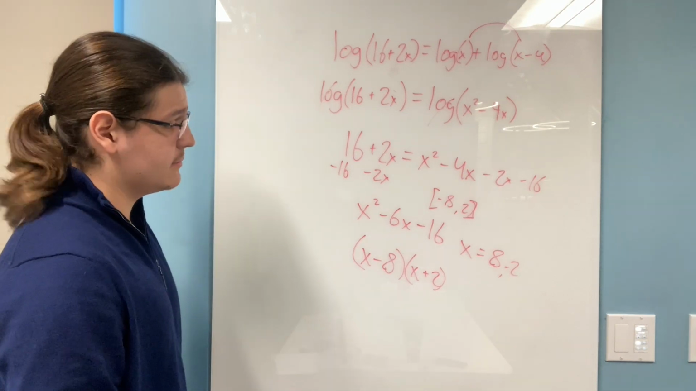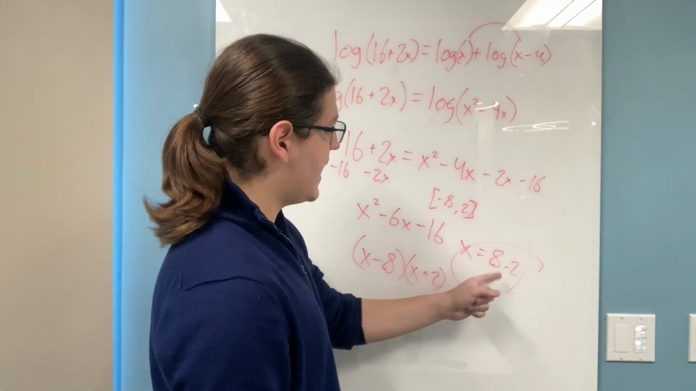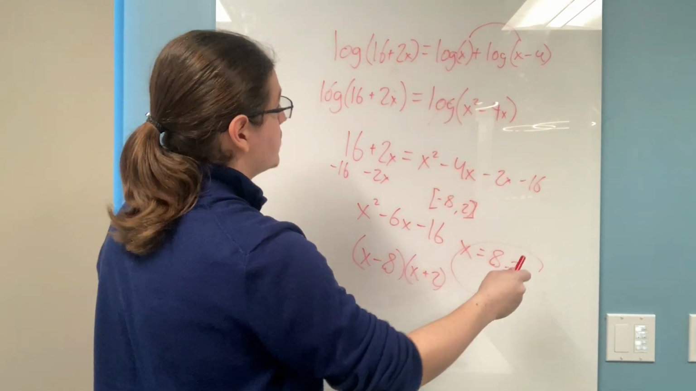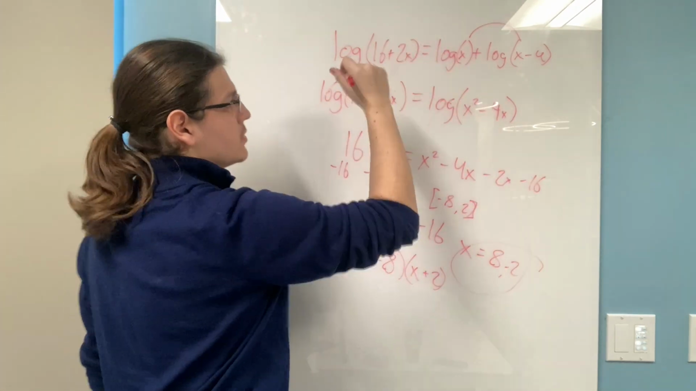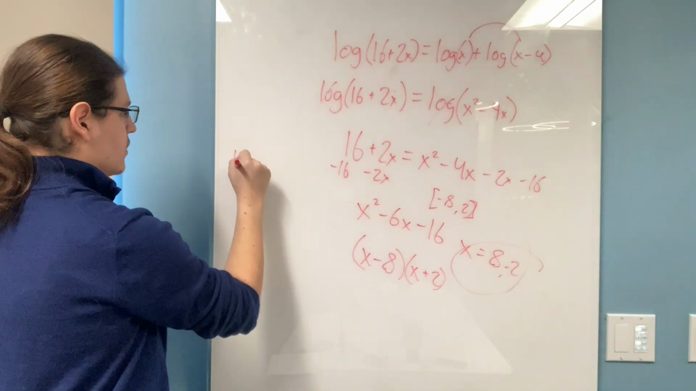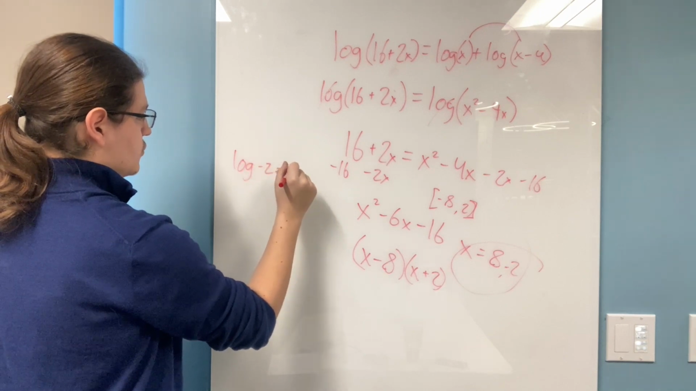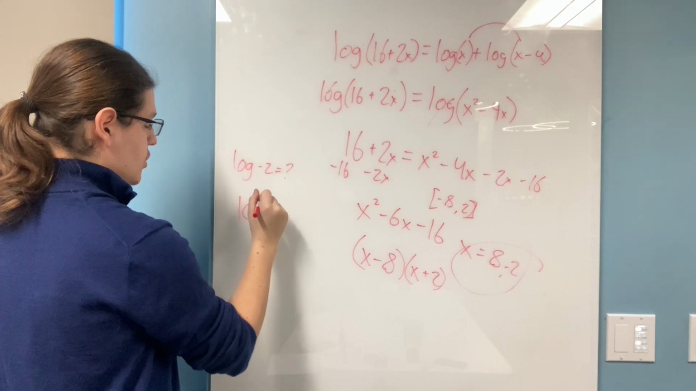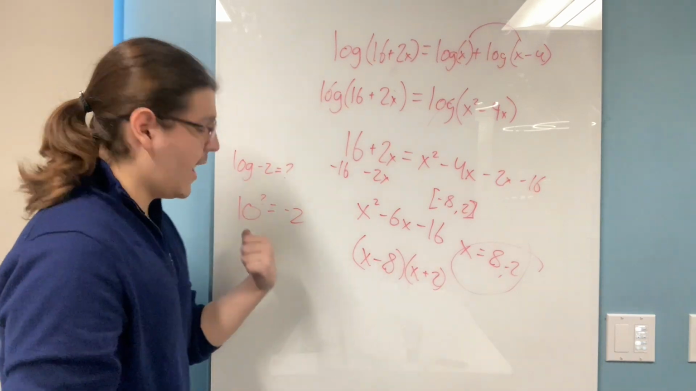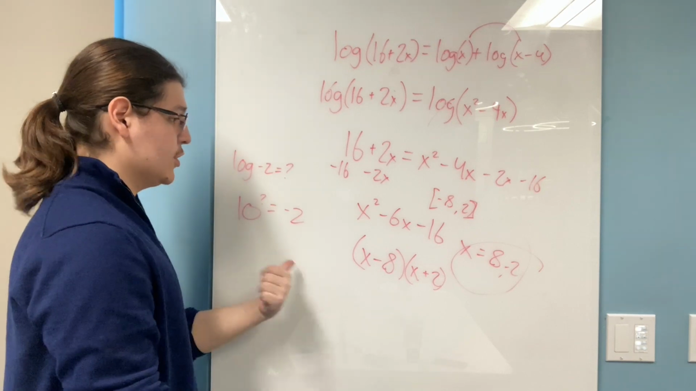Are you guys seeing what I'm seeing? Something is amiss here because we cannot have a negative number in the log. If we plugged in negative 2, we would have log of negative 2 is equal to what? This is asking 10 to what power is equal to negative 2? A positive number, no matter how many times you multiply it by itself, is never going to be negative.